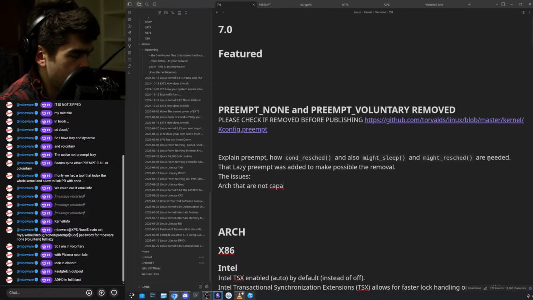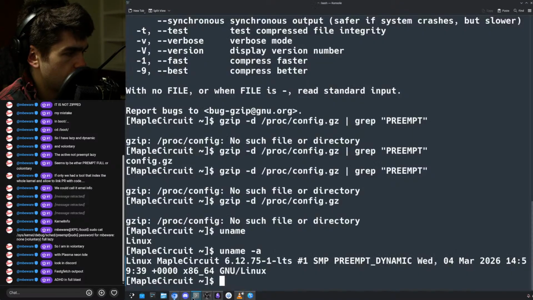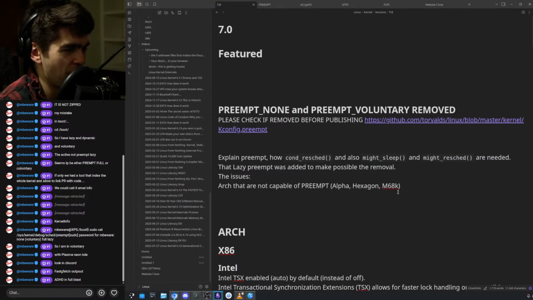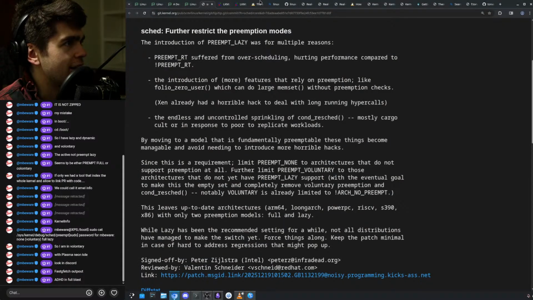Okay. Capable of preempt. And here we can say Alpha, Hexagon. And why do I go from memory? Because I know them from memory. Okay, I can quote.